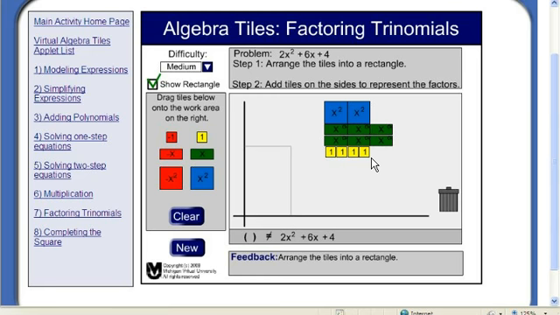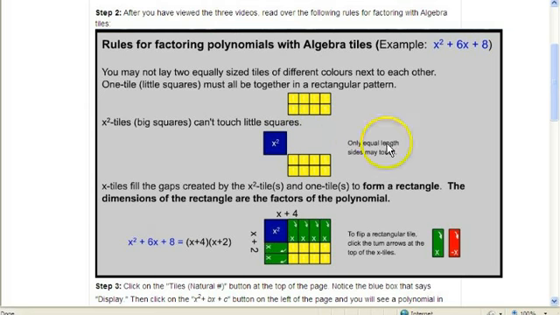previous activity. This time they have a rectangular box that we're going to try to fit these algebra tiles into. Now remember the key, we still have to follow those rules that were in that previous lesson. For example, one of the rules is that only equal length sides may touch.